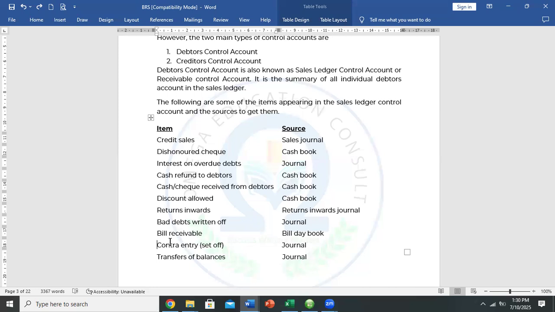And I'm sure we have been doing this. Your friend owes you 20 cedis. You go out for break and take 20 cedis from the person. It's okay, use it to cancel what I owed you. We have been doing this. Then the last one is transfer of balances. We'll get there, where a debtor's balance can be transferred to a creditor's balance. It's more or less similar to the set-off, but we'll get to know how it really works. So these, professors, are most of the items that you'll be seeing when it comes to preparing the sales ledger control account.